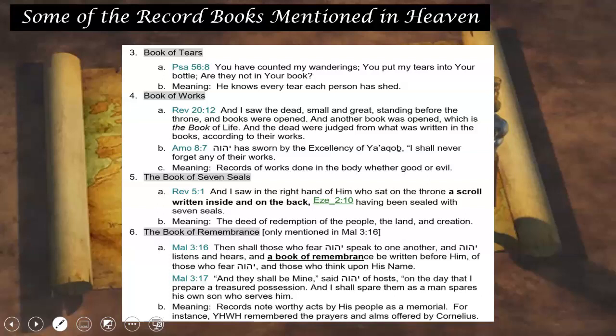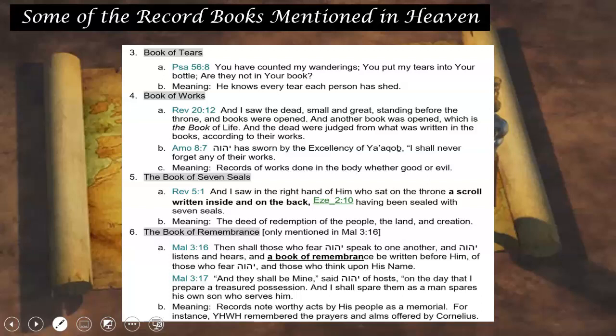The book of seven seals, the scroll that we just read about, the Lamb opening in Revelation 5. "And I saw in the right hand of him who sat on the throne a scroll written inside and on the back, having been sealed with seven seals," meaning this is the deed of redemption. And he is the only one that was worthy to open the deed of redemption of the people, the land, and creation. That is why the souls of the redeemed are singing to Yahweh, the song of the redeemed.